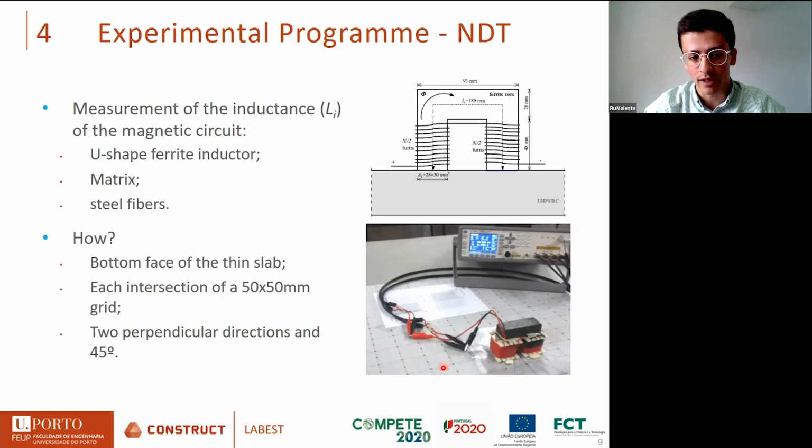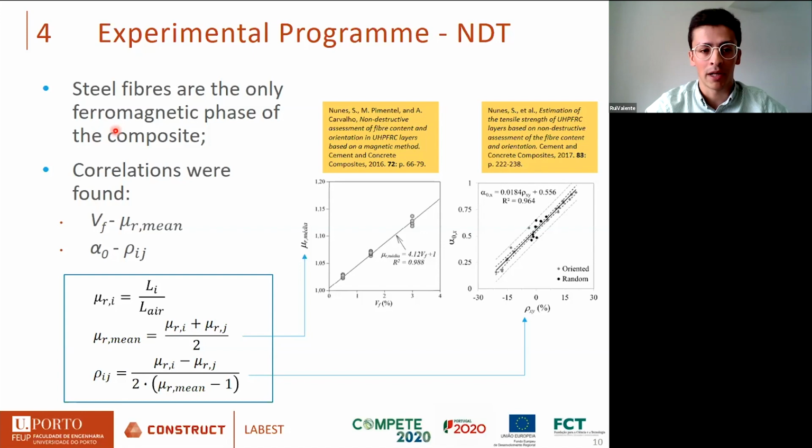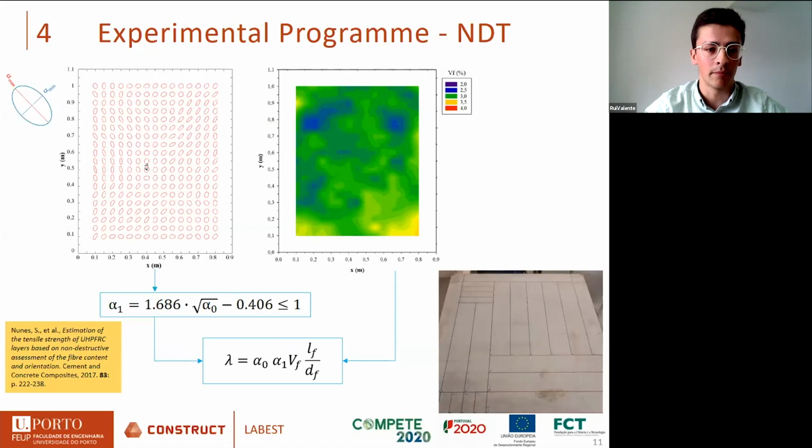Because steel fibers are the only ferromagnetic phase of the composite, the fiber volume and the fiber orientation factor could be estimated by these correlations, which were found elsewhere. And knowing them, the fiber content and the fiber orientation factor, we can plot these maps.